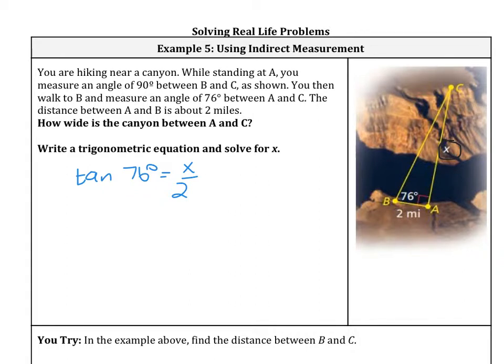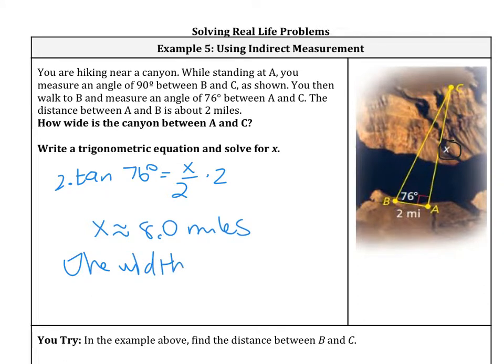Then you have to go ahead and solve for it. So you multiply by 2, and then you plug it in your calculator. So x would be approximately 8.0 miles. So you can say the width is 8 miles. Kind of cool that you can use trigonometry for that.